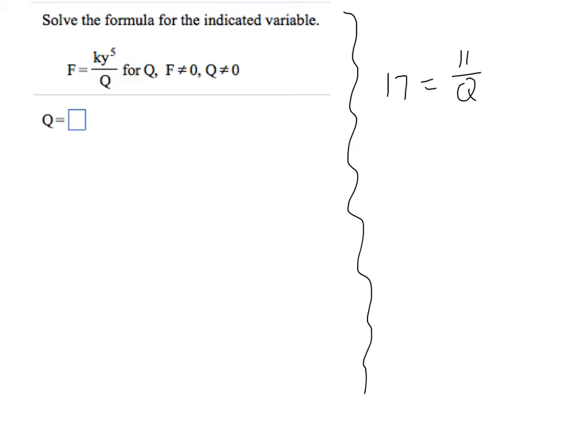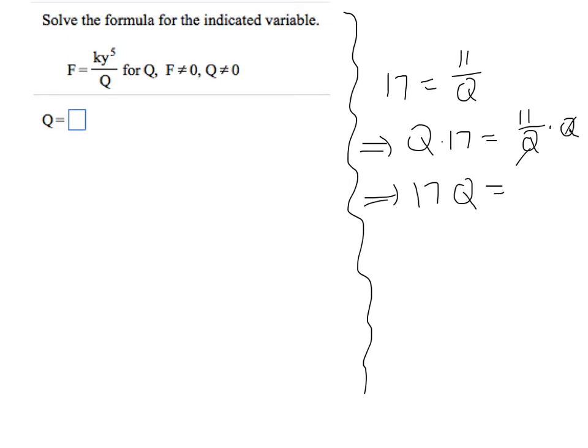So let's talk about how we would solve this problem. In order to isolate the q, which is what we are trying to do here, we have a fraction with a q in the denominator, and so we might multiply both sides by q. The reason for doing that, like we saw before, is that when I multiply a fraction with the denominator q times q, then those things will cancel out. And so this equation is the same thing as saying 17 times q equals 11, and then I can divide both sides by 17 and get q equals 11 over 17.